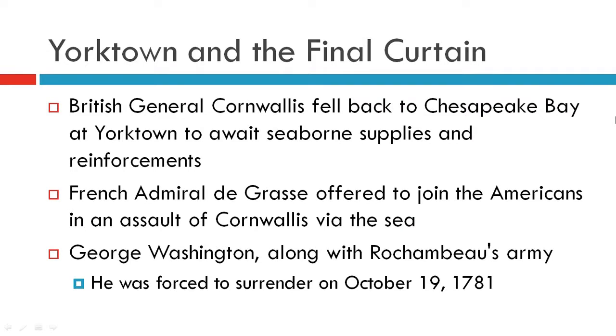The final major battle in the War for Independence will be fought at Yorktown, where British General Cornwallis had fallen back to in the Chesapeake Bay. The French Admiral de Grasse had offered to join the Americans in an assault of Cornwallis from the sea, and George Washington, along with French General Rochambeau's army, would attack from land. Cornwallis was forced to surrender on October 19, 1781.